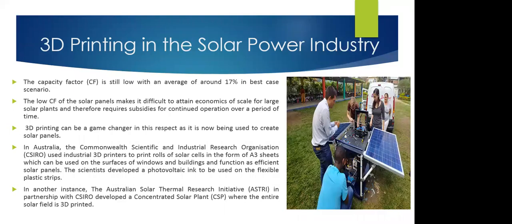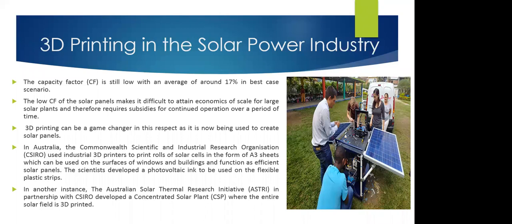Next, 3D printing in the solar power industry. This is data from Global Energy Data. Though the technical feasibility of solar cells has been proved long back, the capacity factor, CF, is still low, with an average of around 70% in the best case scenario. The low capacity factor of the solar panel makes it difficult to attain economies of scale for large solar plants and therefore requires operation over a period of time.